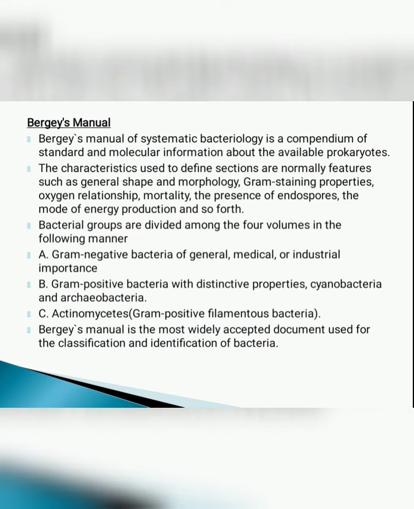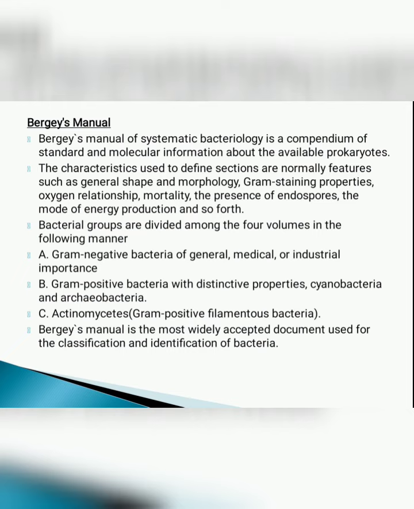The characteristics used to define sections are normally features such as general shape and morphology, Gram staining properties, oxygen relationship, motility, the presence of endospores, the mode of energy production and so on. So the characters used to define these sections are based on shape and morphology, Gram staining property, oxygen relationship, motility, presence of endospores, mode of energy production, etc.